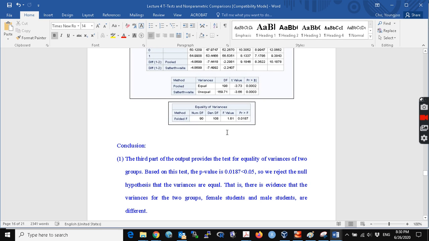to use. So in this case, we have a p-value less than 0.05 for the equality of variances, which means that we have evidence that the two population variances are different. So we have to choose the Satterthwaite method with the unequal variances case. So the p-value is 0.0003.